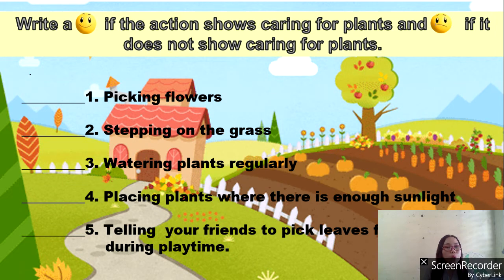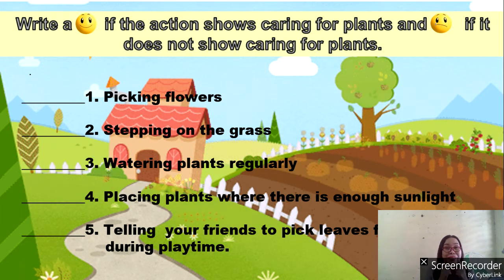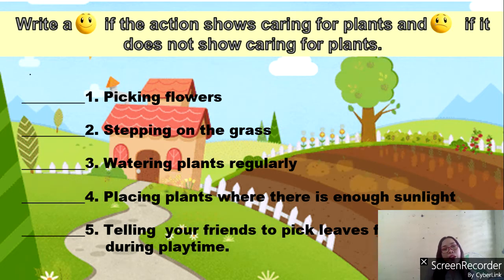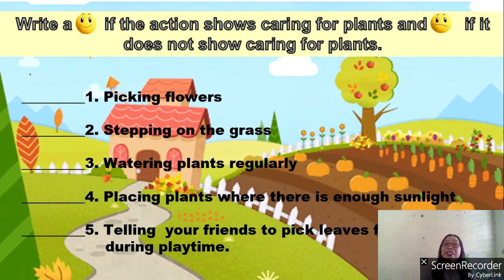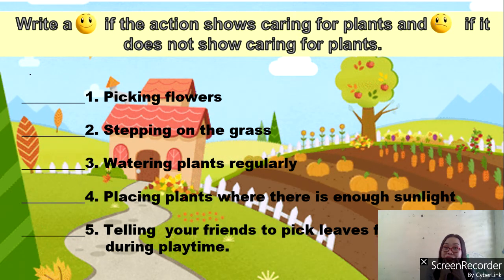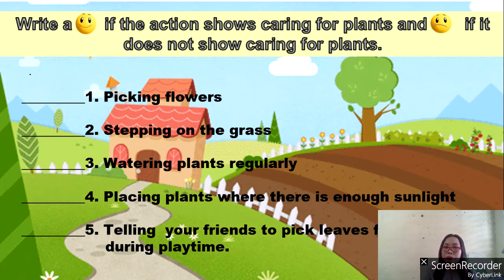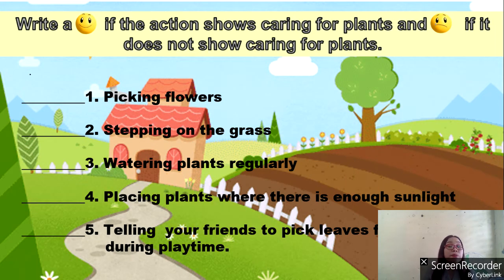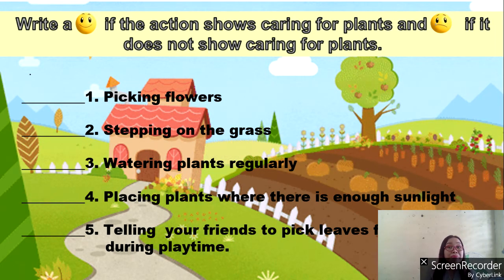Number three, watering plants regularly. Happy or sad? Number four, placing plants where there is enough sunlight. Happy or sad? And lastly, telling your friends to pick leaves from plants during playtime. Happy or sad?